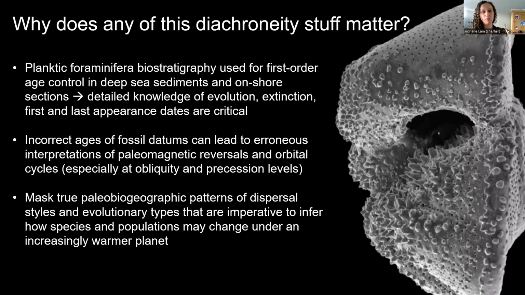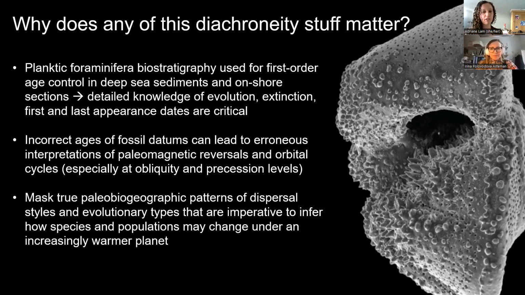Okay, so let me switch gears a little bit here, and you're probably asking yourselves perhaps, why does any of this matter? Like, good grief. So planktic foraminifera are used in biostratigraphy for first order age control, both in deep sea sedimentary sections and also outcrops and on land sections. So we need to have detailed knowledge of when they evolved, when they went extinct, and their first and last appearances on a regional scale. That's all critical feeding into biostratigraphic knowledge.